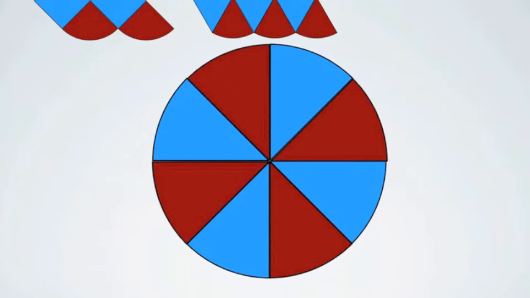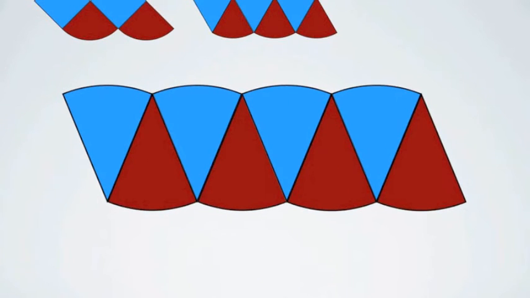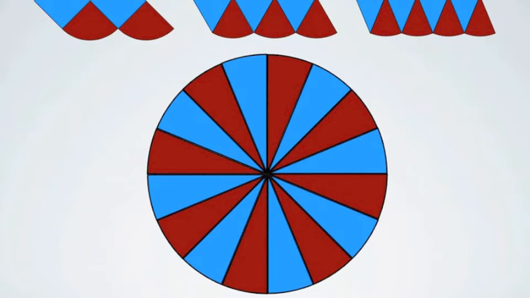Again, we have the same size circle, except we've cut it into 8 pieces instead of 4 or 6. So we just keep cutting it into more and more pieces. If we rearrange them, we'll get a shape that has the same area as the first, just looks a little bit different. We're going to do this one more time.